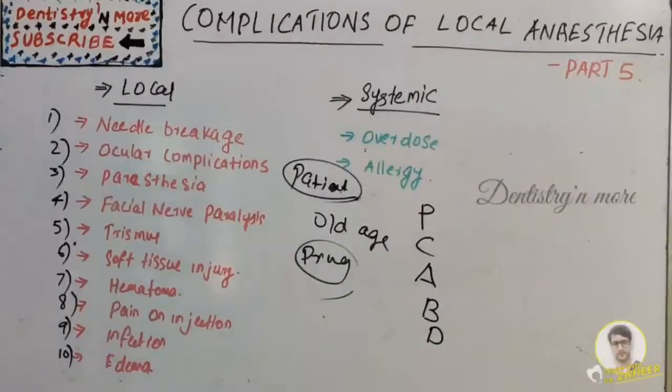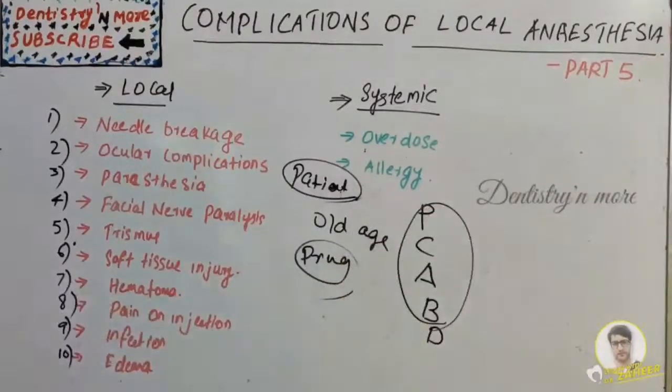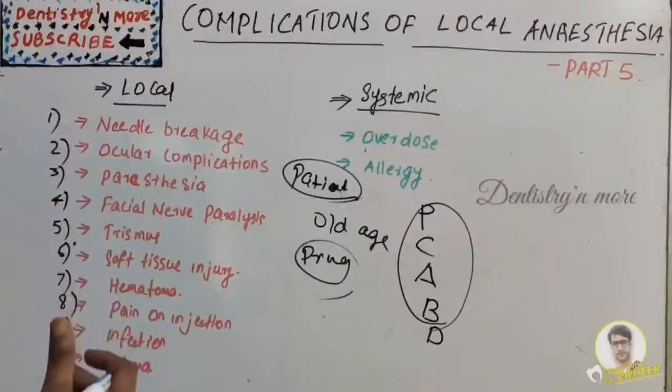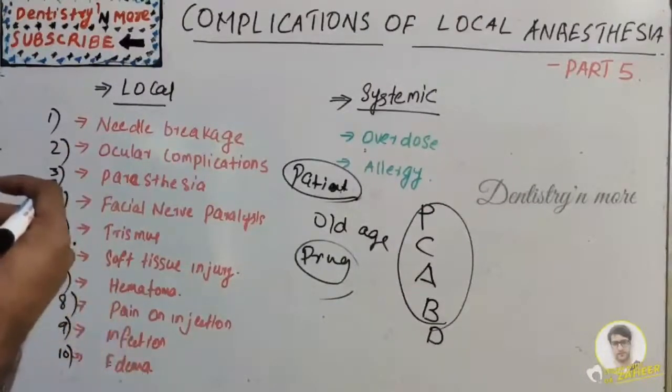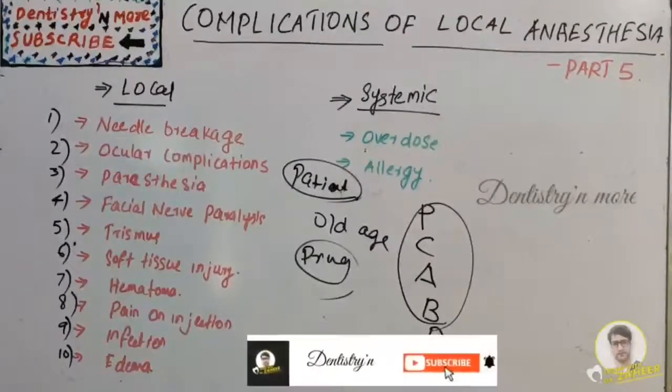So for mild overdose, we need to give PCAB, that is first reassure the patient, administer oxygen, then monitor and record the vital signs. We can give IV anticonvulsants such as diazepam, it is optional, and we can go for emergency medical assistance.